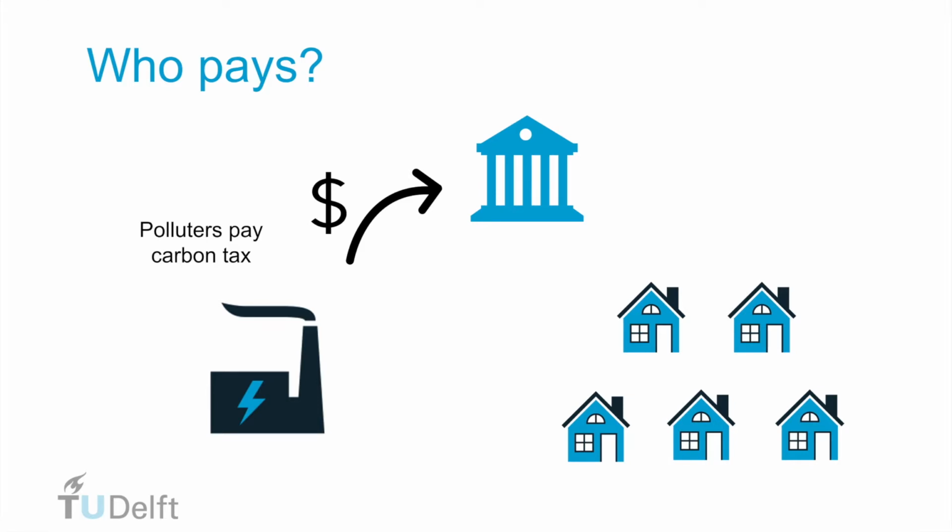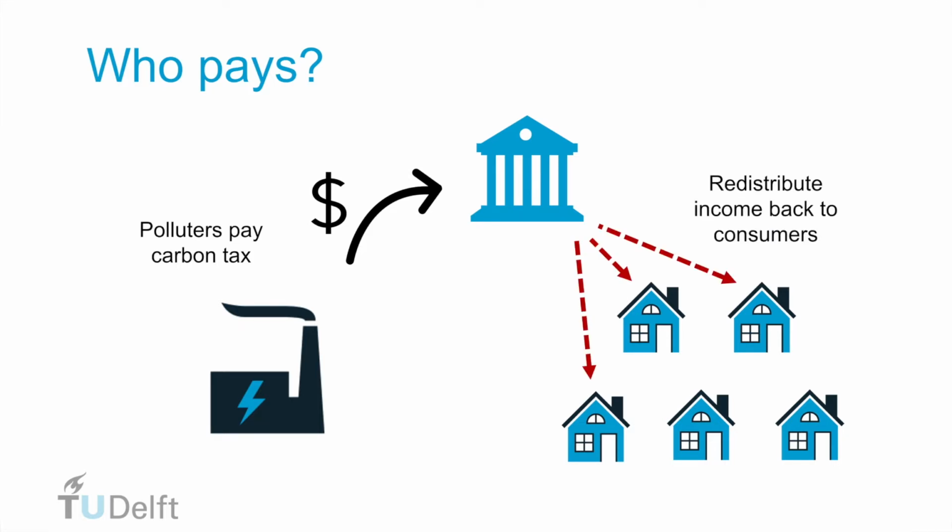This can be implemented by distributing the money gathered through taxation back to the consumers. This can be done in many ways. In Canada, for instance, it is done by sending a check to each person in the community, minimizing the effects of the tax on those that earn less and so are disproportionately affected by the policy.